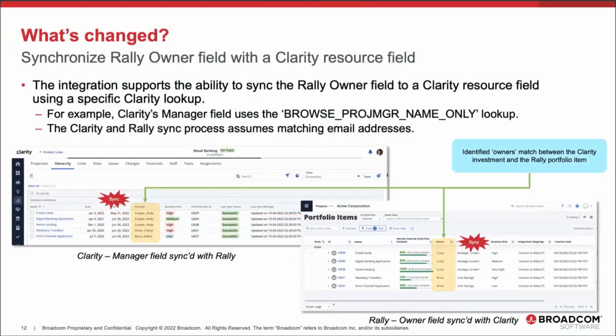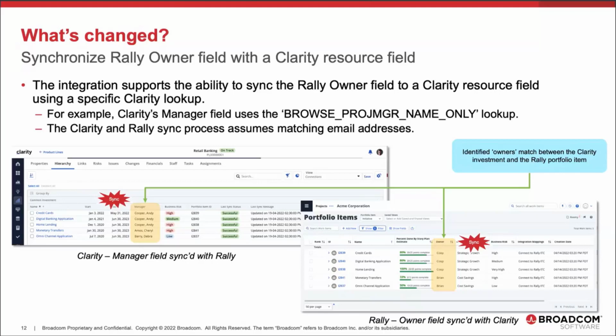Okay, let's talk about synchronizing Rally's owner field with that of a Clarity resource field. So the integration supports that now using a specific Clarity lookup. For example, Clarity's manager field, underneath the hood in Studio, has been configured to use this particular lookup, browse_project_manager_name_only. Once that is in place, when you map those two fields together, Clarity and Rally's sync process assumes the matching email address. That's a very important thing to consider.